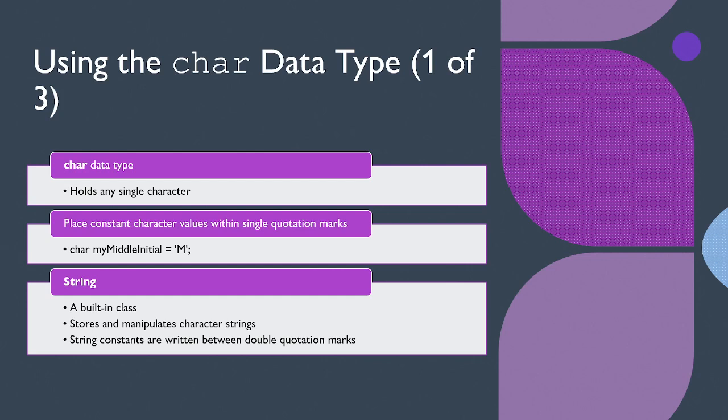It's different from the string class because the string class, although it's a built-in class, is not a primitive type. In fact, the string class stores and manipulates an array of chars. So a string is actually an array of various characters put together and made into a string. Strings are written between double quotation marks.